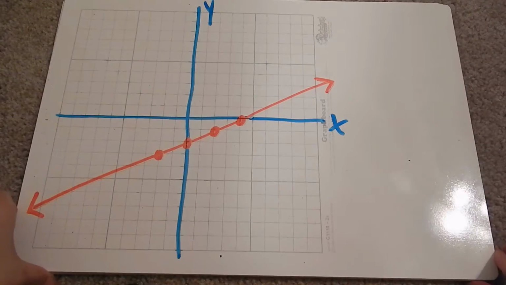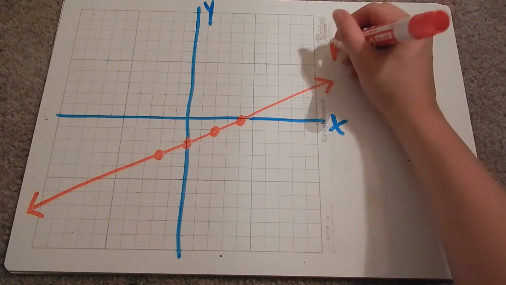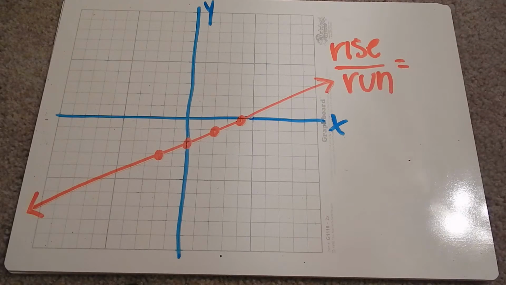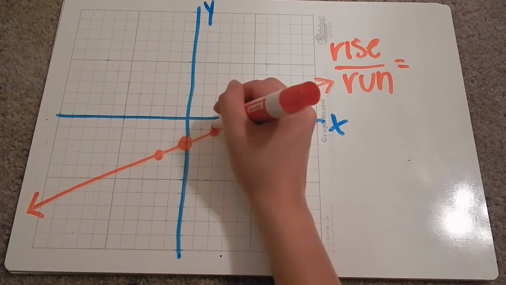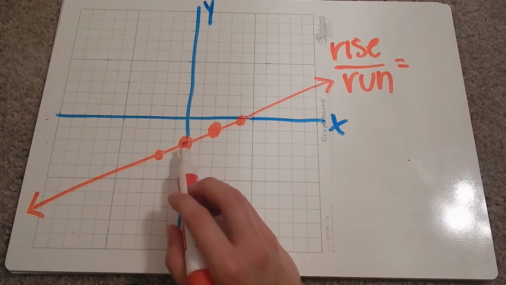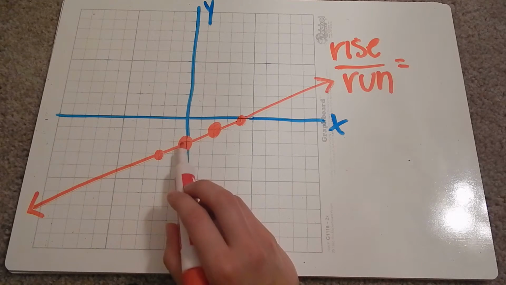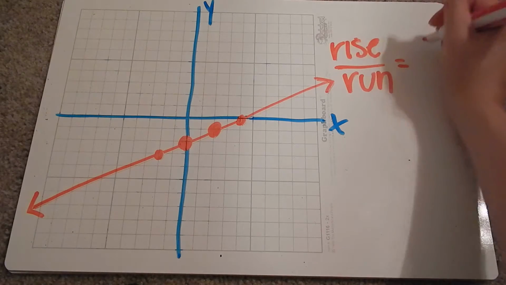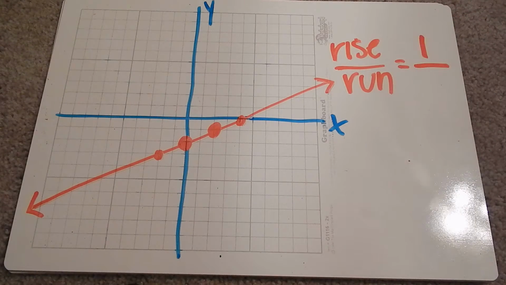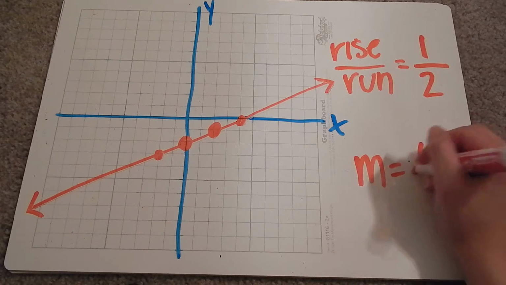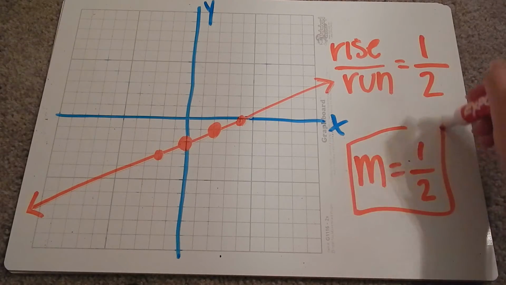Here's our next example. Again, I want to do the same thing. Calculate my rise over my run. To do that, I need to pick 2 points on my graph. So I'll pick these 2 here. My rise is how much I go up or down. Notice that I'm looking at my leftmost point first. To get to my next point, I need to go up 1. Since I'm going up, it's positive. Then I go to the right 2. Since I'm going to the right, it's positive. And so my M, or my slope, is equal to 1/2 because that does not reduce.